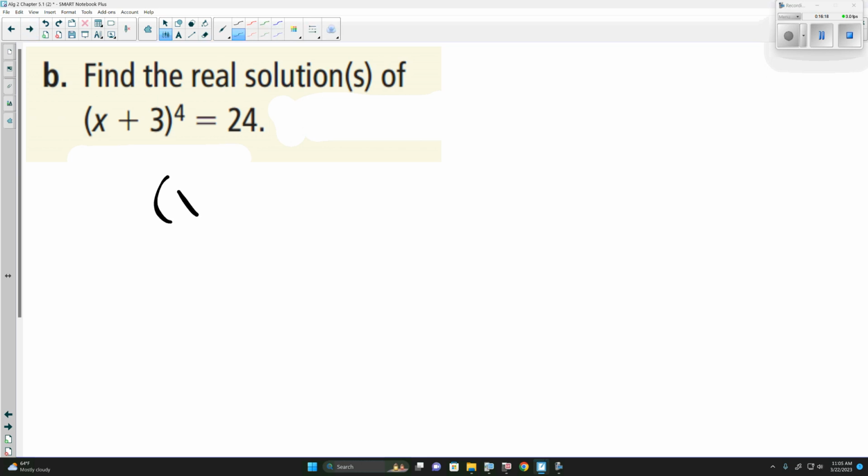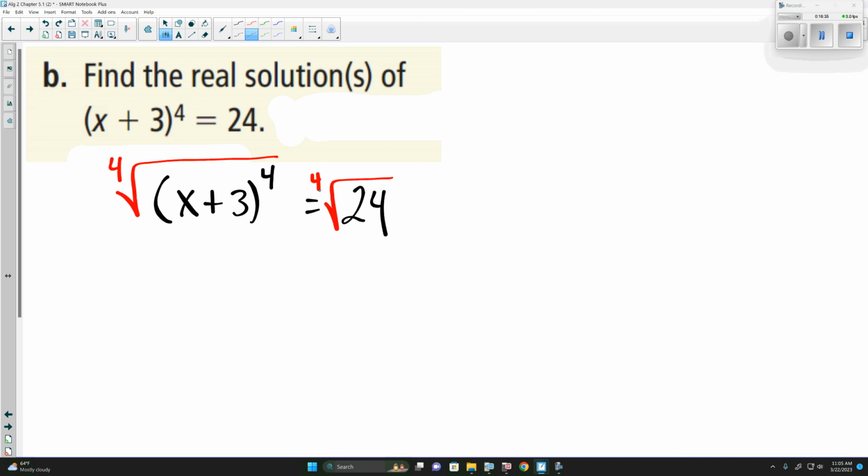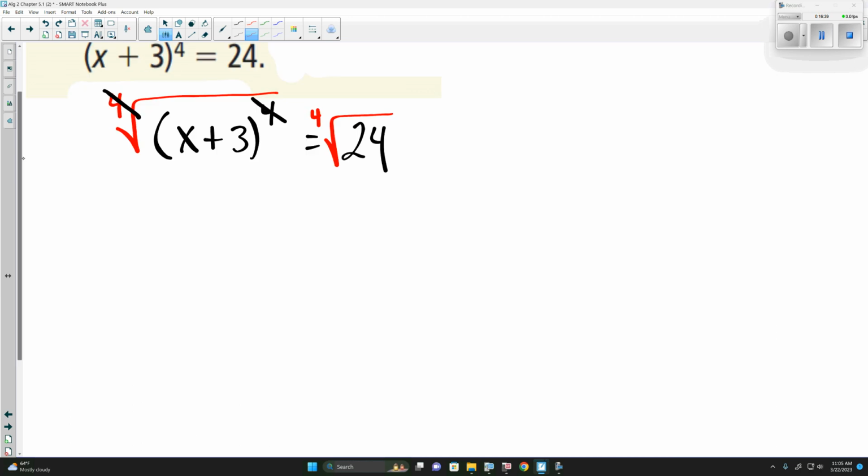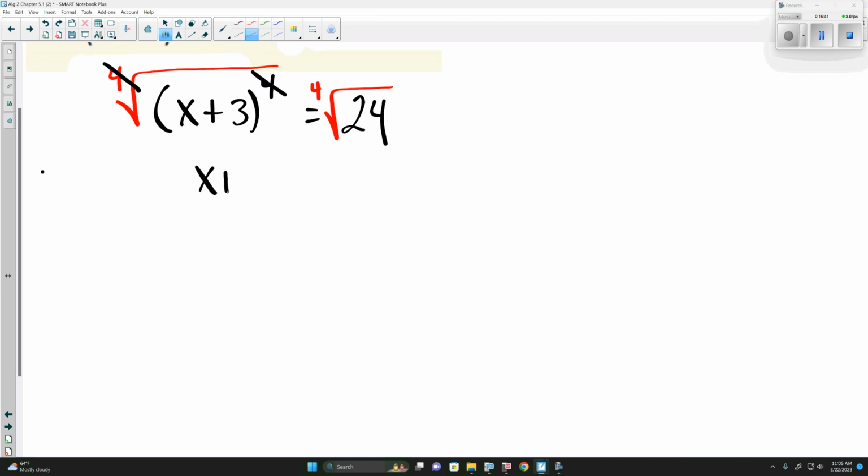We'll do 2 more of these. Is the set of parentheses that we have here by itself? Yeah, so we would do what? We need to get rid of the exponent first. Because here the 4th root and the 4 would cancel out, leaving us with x plus 3 is equal to plus or minus the 4th root of 24. Now the question is, can we take the 4th root of 24?